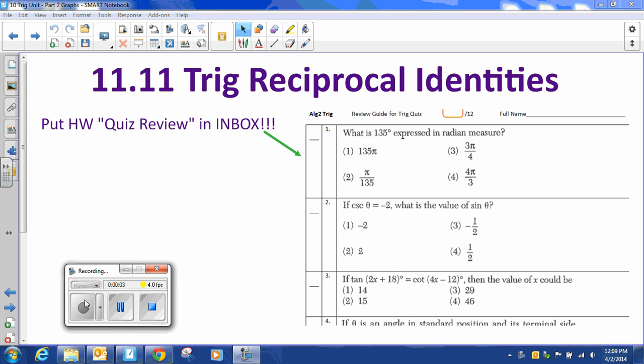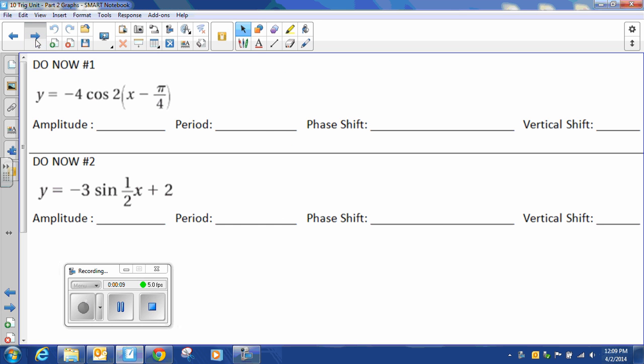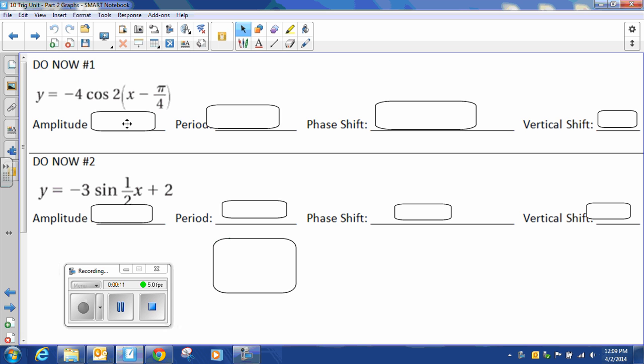Unit 11, Trigonometry, Reciprocal Identities. This is a do now with yesterday's lesson.